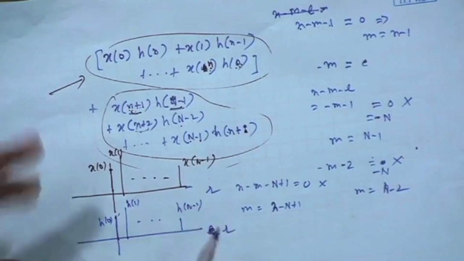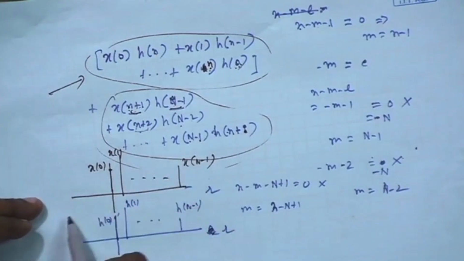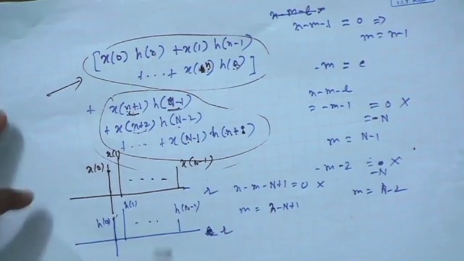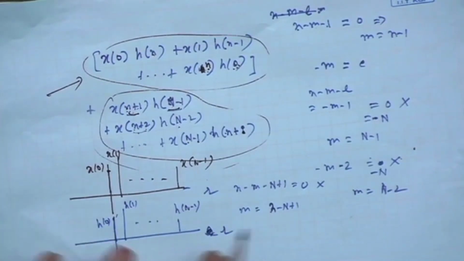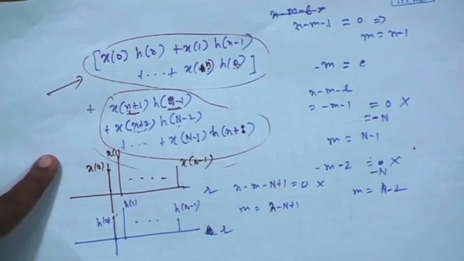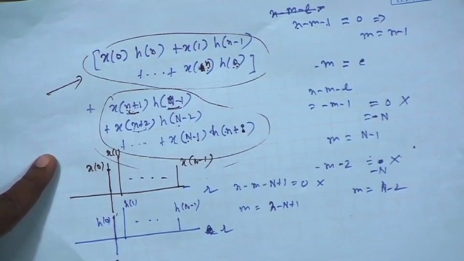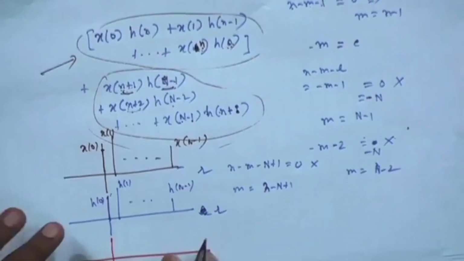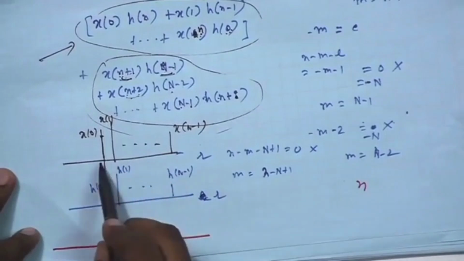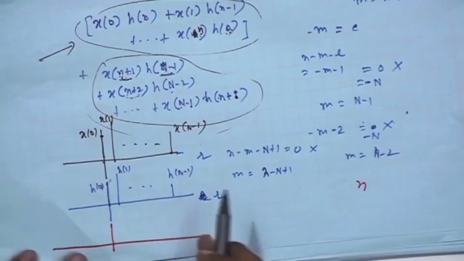How do we convolve graphically? We hold this sequence as it is, as a function of r, you flip it, and then you start giving shift. Suppose I want to find out the convolution at an index n, from 0 to capital N minus 1. So, I have to shift it by n.